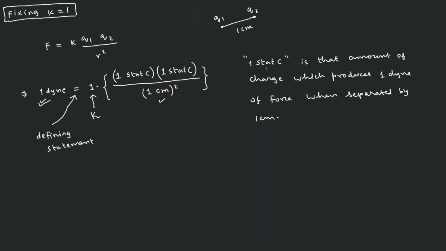We are going to say that 1 stat coulomb of charge is that amount. That amount you do not know, so you have to repeat the experiment and finally come to a situation where you have some charge with you. That charge is called that amount of charge which produces 1 dyne of force when two such charges are separated by 1 centimeter. The conclusion that I want to tell you is that K equal to 1 has no units.